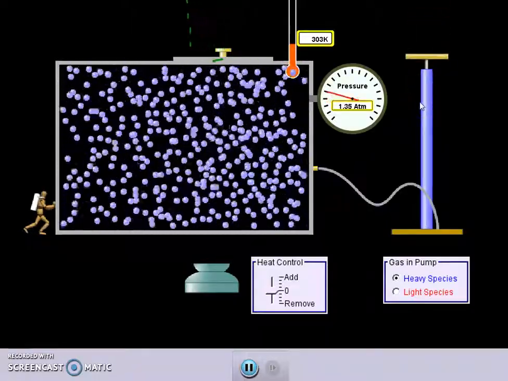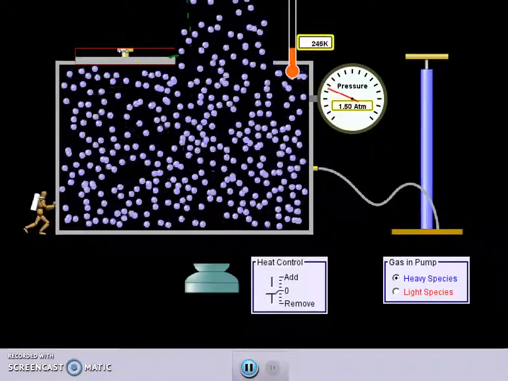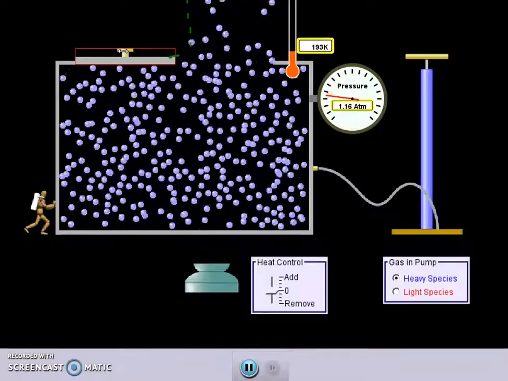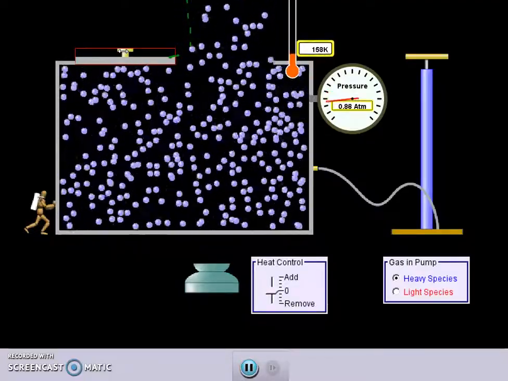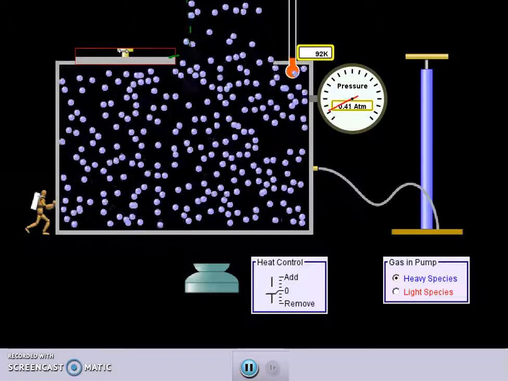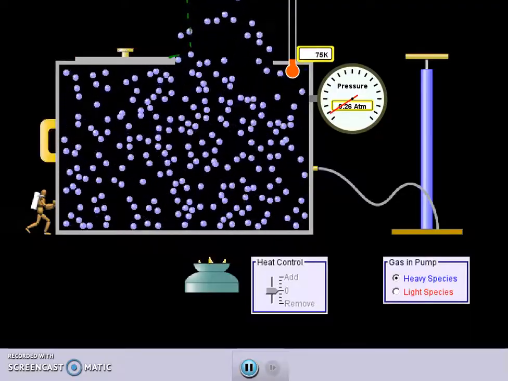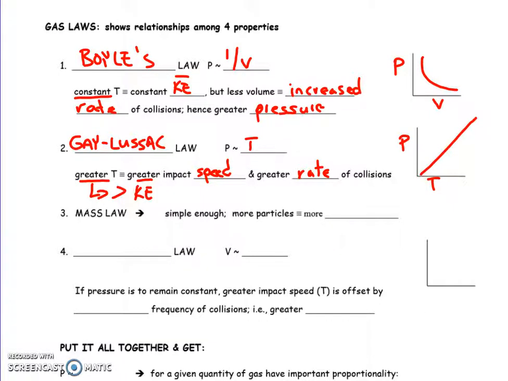And if we remove our lid, whoops, and we let the particles escape, now we see our pressure dropping. And we also see, if you're looking carefully, our temperature is dropping as well. That's a little less obvious why that's happening, so I'm not going to address that right now, but we can certainly talk about mass. All right, so mass is simple enough. More particles simply means more collisions. If you have more collisions, you have more pressure. So if we do pressure versus mass, it's pretty straightforward.